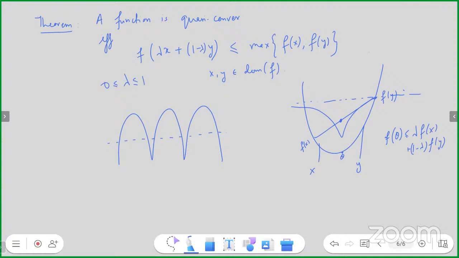The proof is kind of straightforward. There is nothing technical going on. All we have is a simple definition that all alpha level subsets are convex. That's all we are given for quasi-convex. We're going to start with our definition of quasi-convex and show that this is also true.